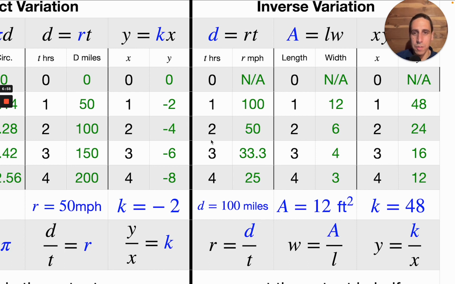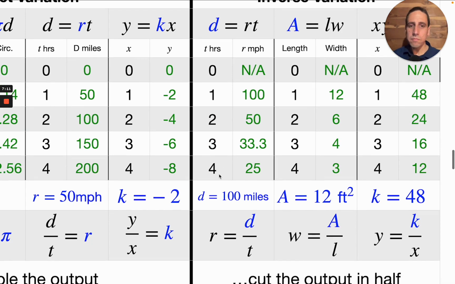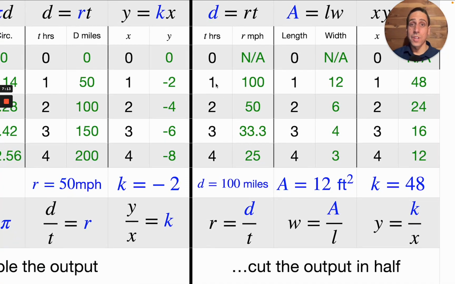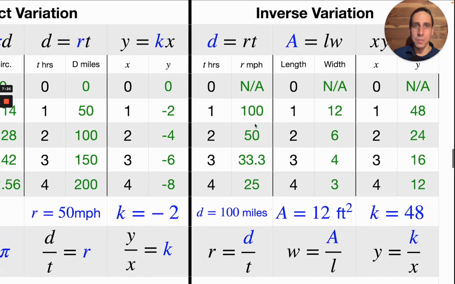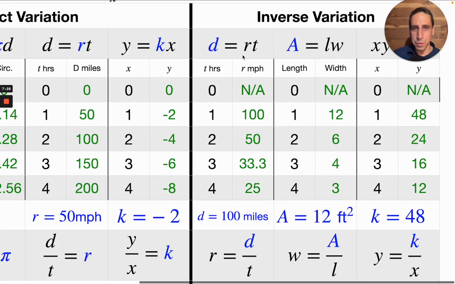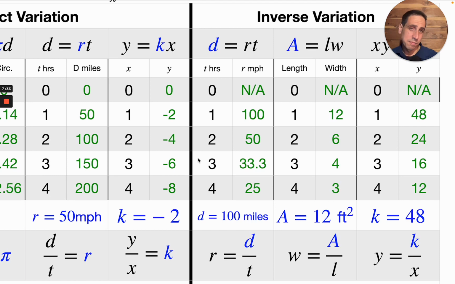But as one of them increases, the other one is decreasing. As you allow for more time, that means you don't have to go quite so fast as you're speeding along. So if you were to double the time to go from 1 to 2, you'd actually cut the speed in half. Double the time again, you cut the speed in half as well, here from 50 down to 25. That's what inverse variation means. There's still multiplication and division going on, but as one goes up, the other one goes down.